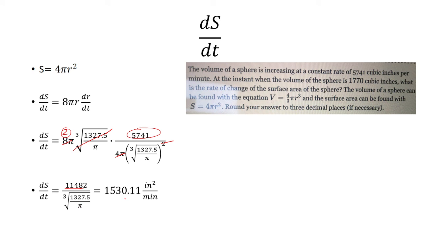And here you just plug it in the calculator, and you would get 1,530.11. And because it's surface area, it's inches squared per minute. They wanted us to round it to 3 decimal places. Well, the third decimal would have been 0, so as is fine.